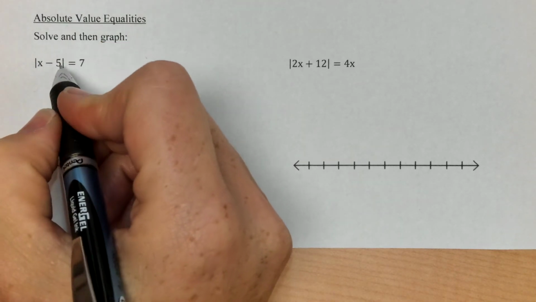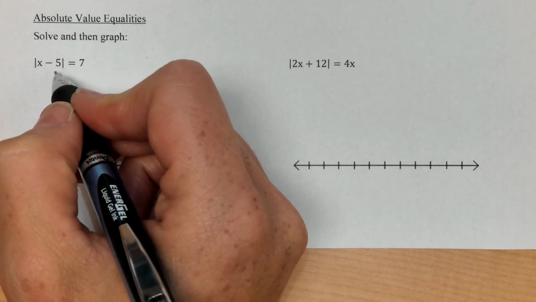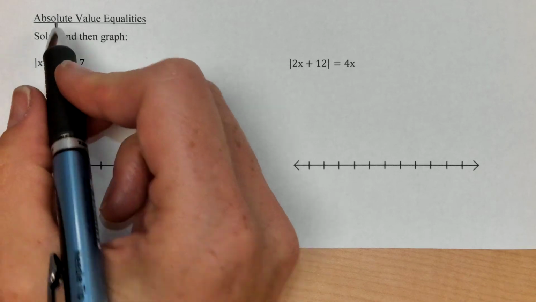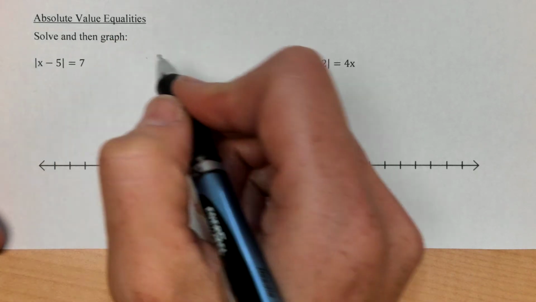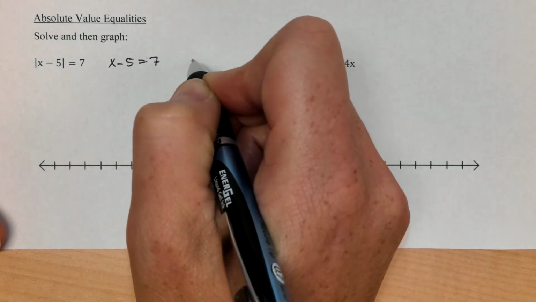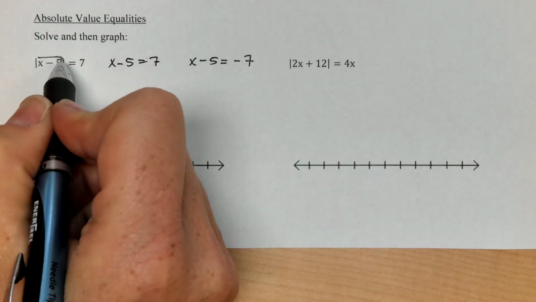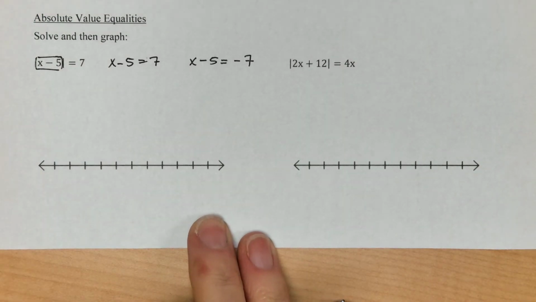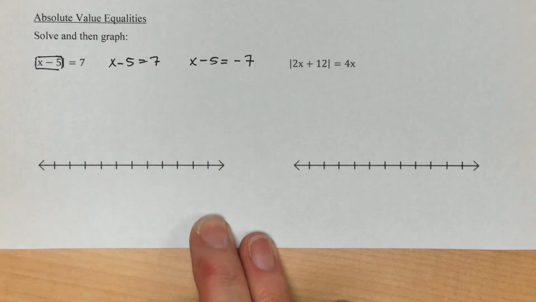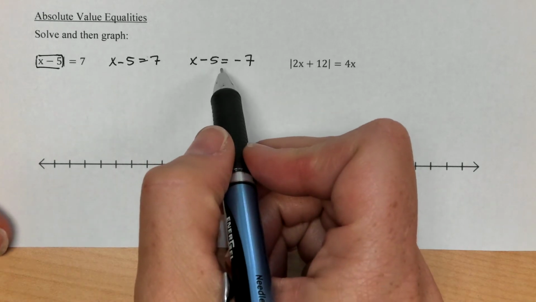So you're trying to figure out all of the values that would be 7 units away from 5 on the number line. What we want to do is set up two different things that could happen. We've definitely got this equation that could happen, and the other thing that could happen is it could be -7. So that expression, x minus 5, could equal +7 and it could equal -7, because when I put it into the absolute value, it's going to make it positive 7 no matter what.